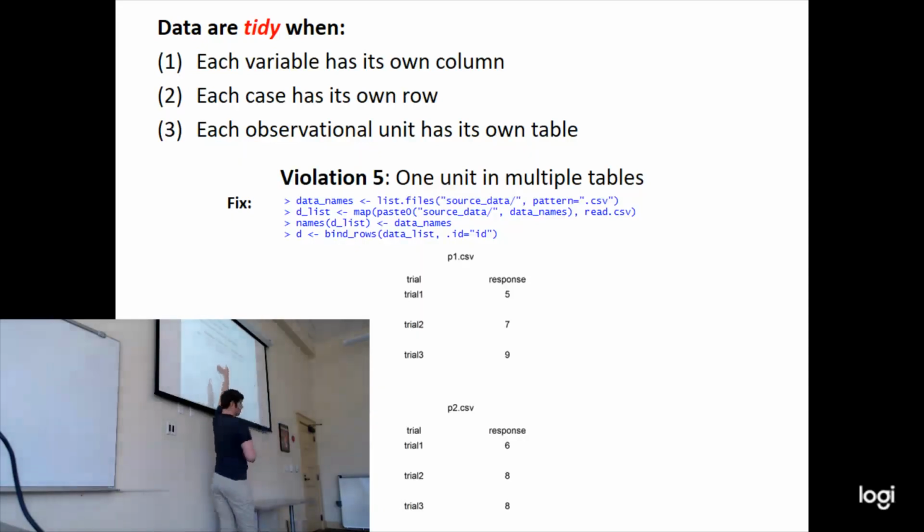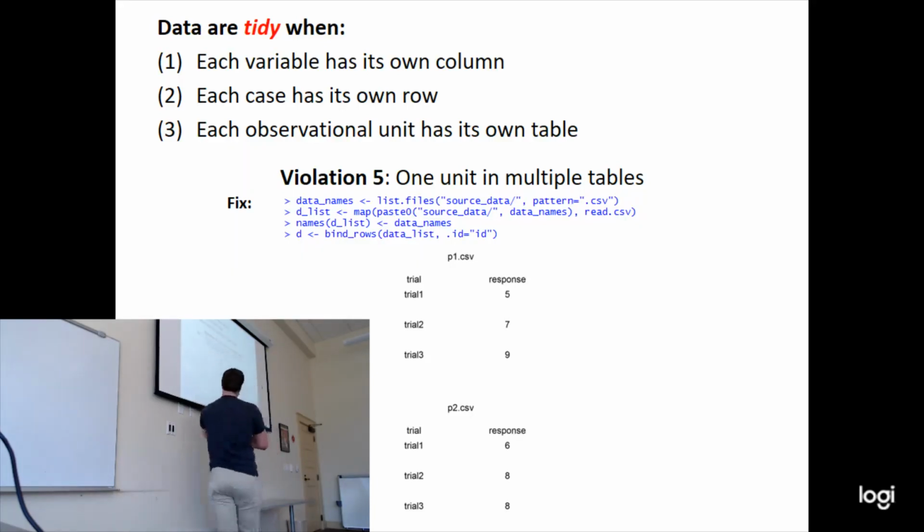Map is a function that says, apply a function to each element in this list of file names. So what this says is, hey, I want to use read.csv one time for each of the file names that I've got.